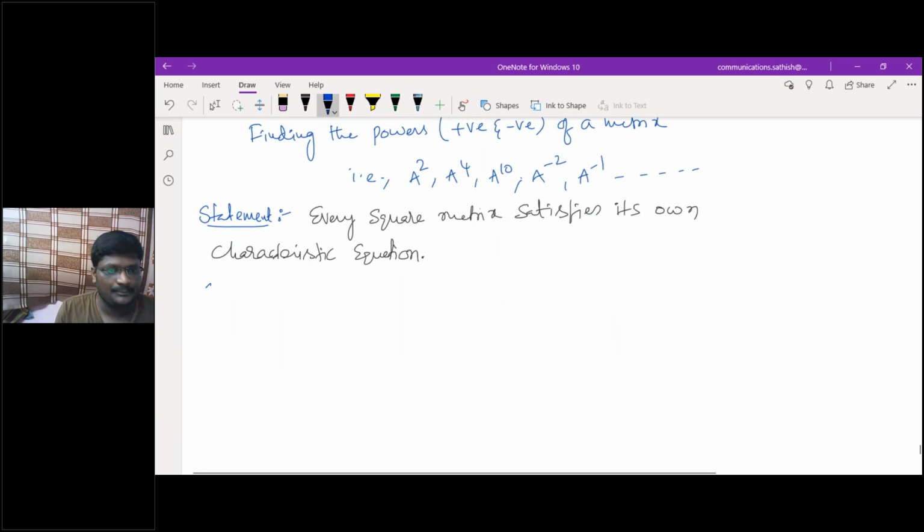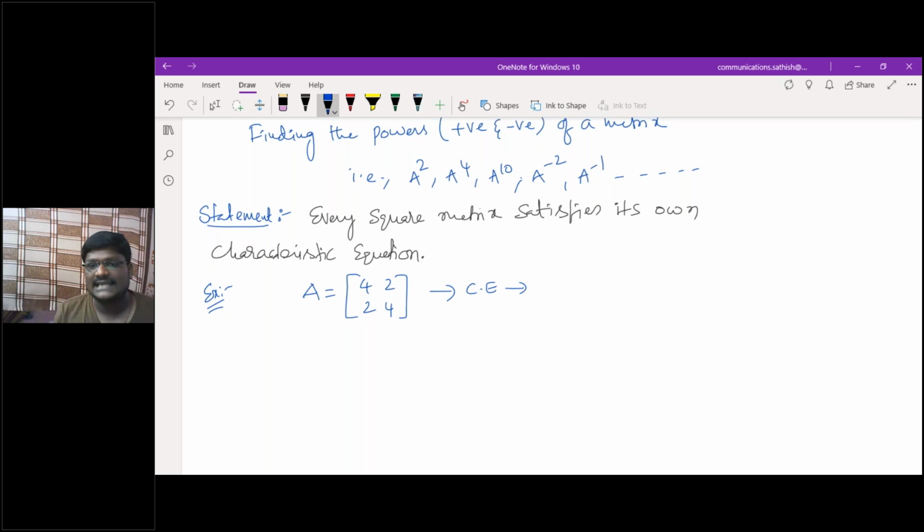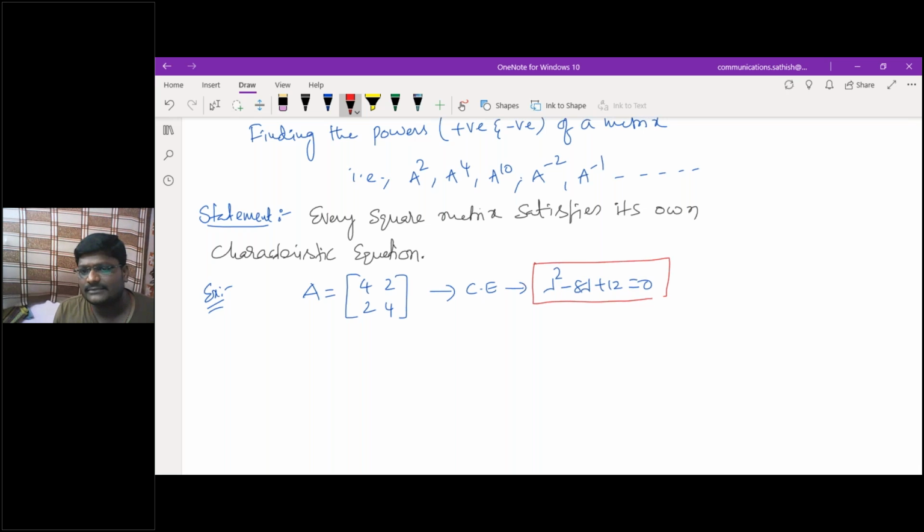Every square matrix satisfies its own characteristic equation, which means, see the earlier example I took for giving an eigenvalue and eigenvector. Capital A is 4 2 2 4, am I correct? For this, the characteristic equation is lambda square minus 8 lambda plus 12 equal to 0. By the Cayley-Hamilton theorem, you need to replace each and every lambda value with the matrix. Every square matrix satisfies its own characteristic equation.